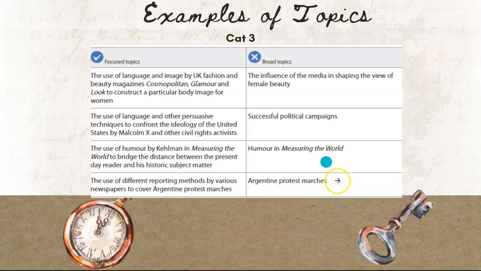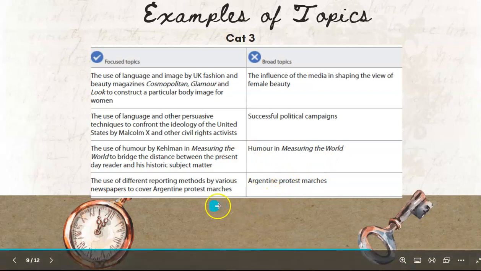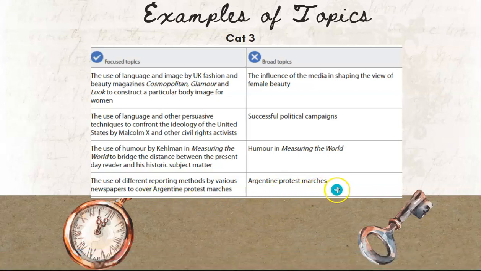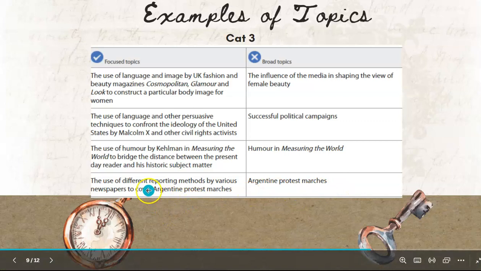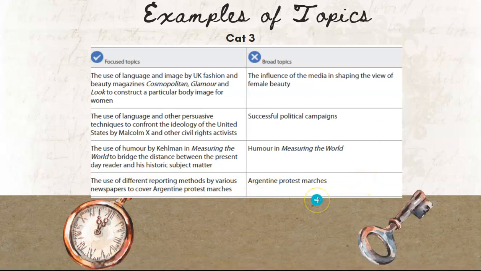All right, but those are all very broad topics. So how would you make them more specific? So if you're interested in the Black Lives Matter marches, for example, you would say the use of different reporting methods by various newspapers to cover Black Lives Matter protests. I would probably even be more specific and say, how does Fox News versus CNN use different methods to portray or cover Black Lives Matter protests?